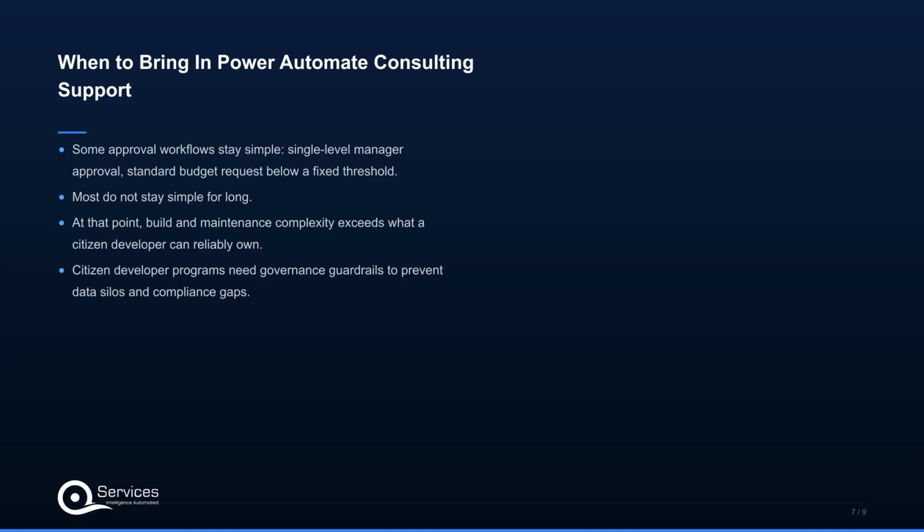Citizen developer programs need governance guardrails to prevent data silos and compliance gaps. Q Services recommends defining a clear escalation path from citizen developer builds to professional Power Platform development company engagements before these gaps surface in production.